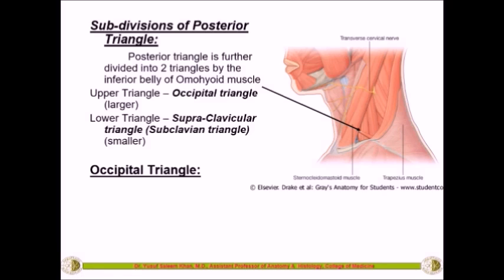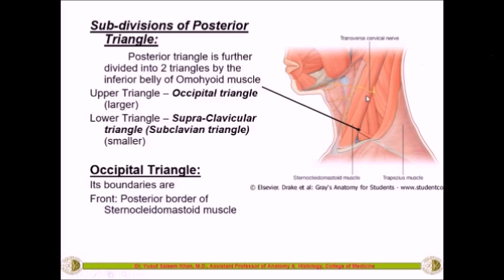First we will see the larger triangle in this posterior triangle. This is the occipital triangle. Now we should know the boundaries of this occipital triangle. They are similar to those of the posterior triangle, except for a few changes. Anteriorly we have the sternocleidomastoid muscle. The posterior border of the sternocleidomastoid will form the anterior boundary.